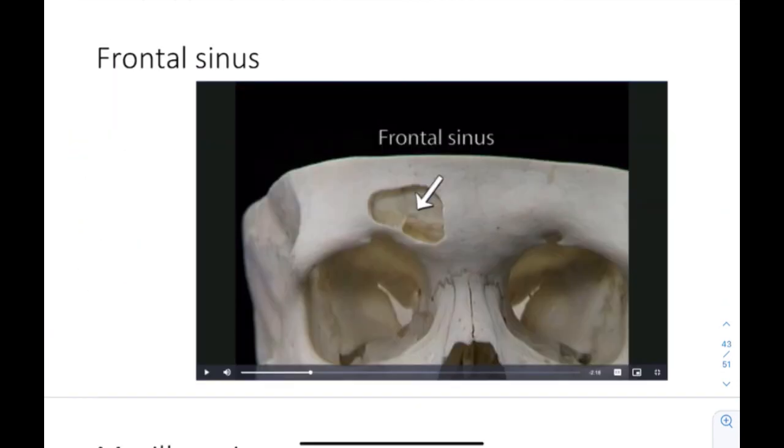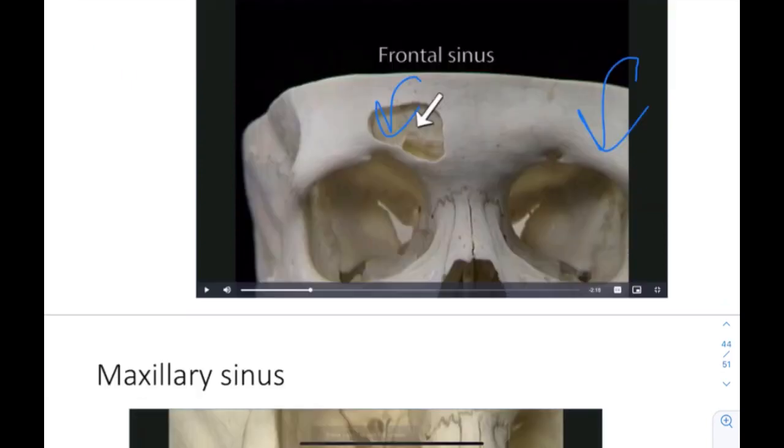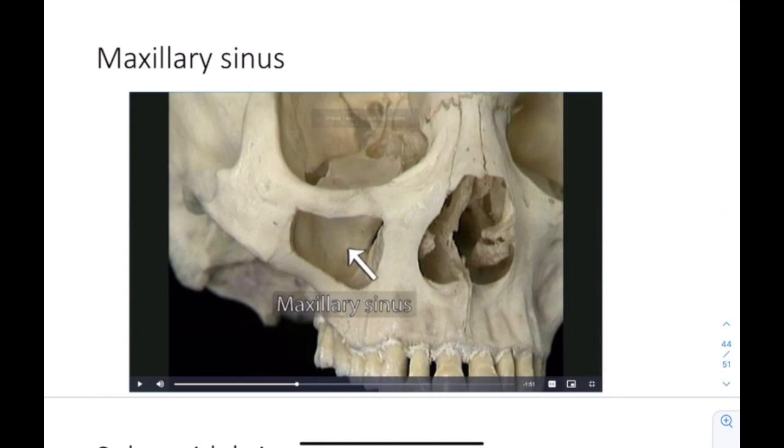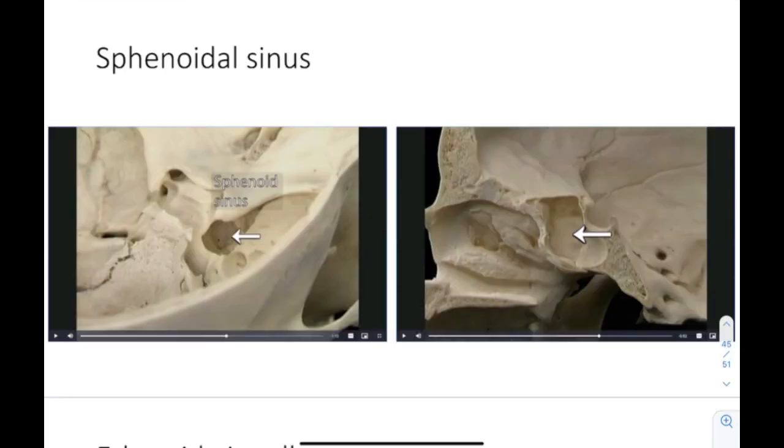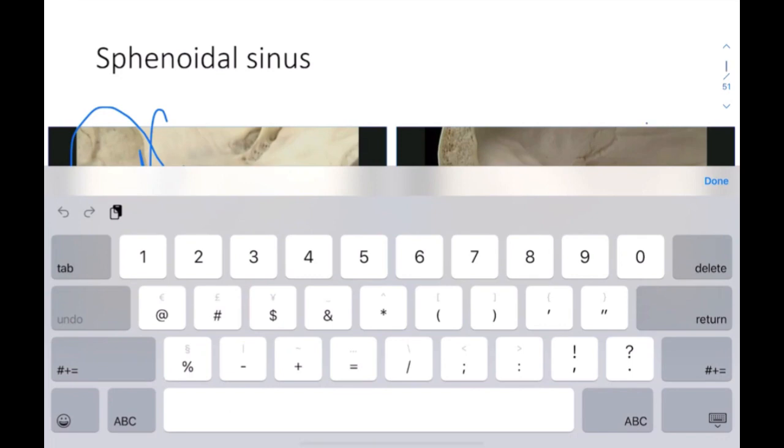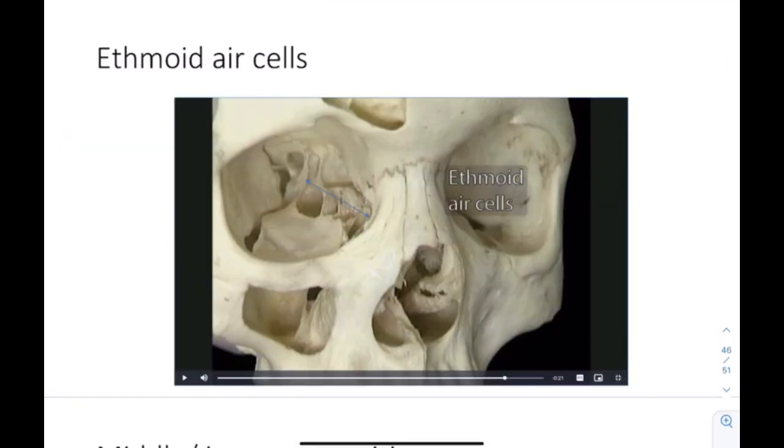So for example, here in the frontal bone, we have a space called the frontal sinus, and it's also here. And then in the maxillary bone, we have the maxillary sinus. It's also here on this side. And then in the sphenoidal bone, so this entire thing is the sphenoidal bone, we have the sphenoidal sinus. It's also present here. And then medial to the orbital cavity, in the ethmoid bone, we have the ethmoid air cells. They're also present on the other side.